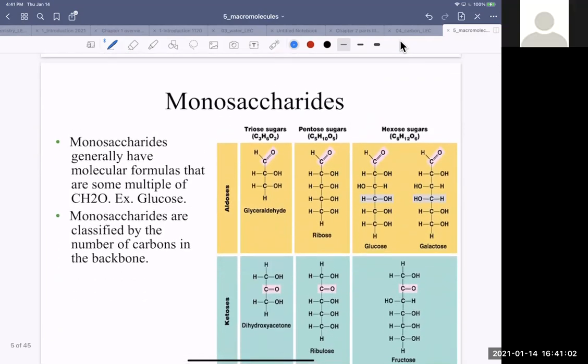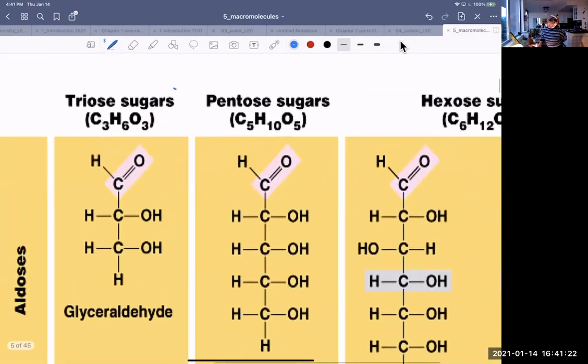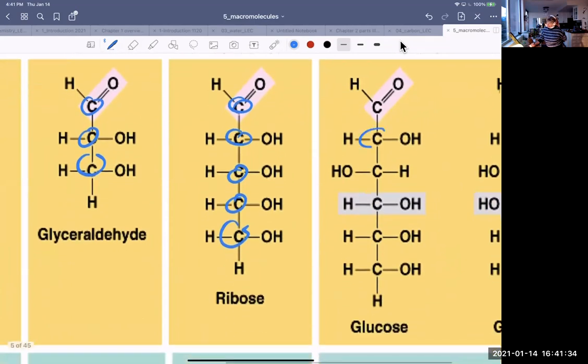Monosaccharides have molecular formulas that are submultiples of CH2O. So CH2O to the n. Monosaccharides are classified by the number of carbons in the backbone. So triose sugars have 3. Pentose sugars have 5. Hexose sugars have 6.